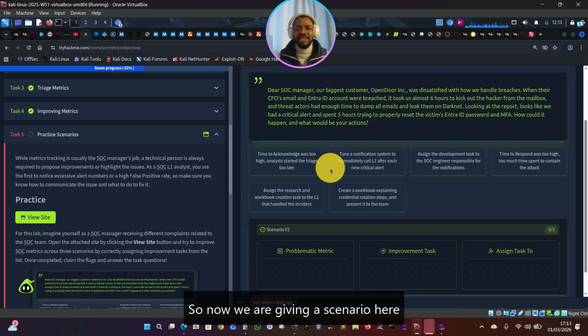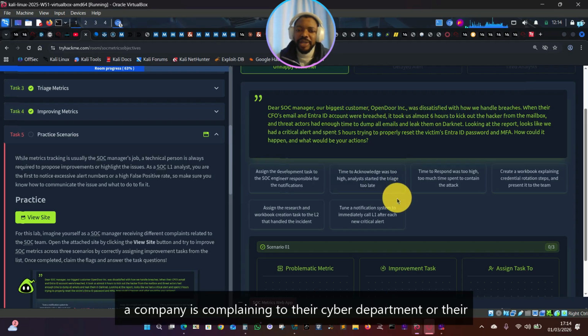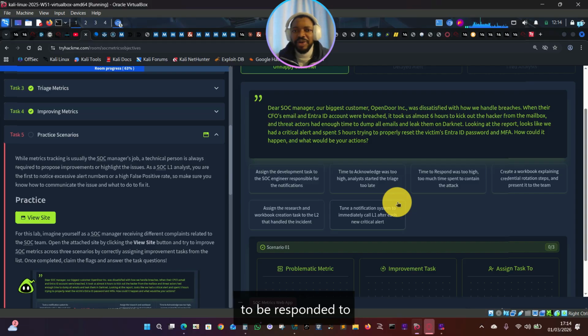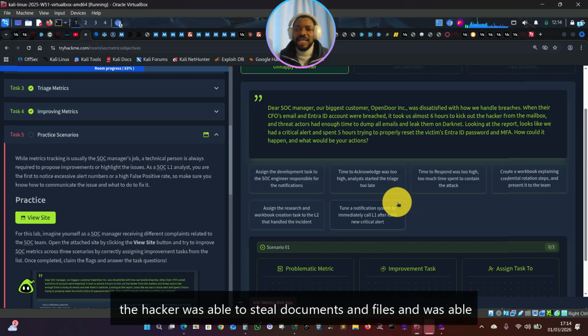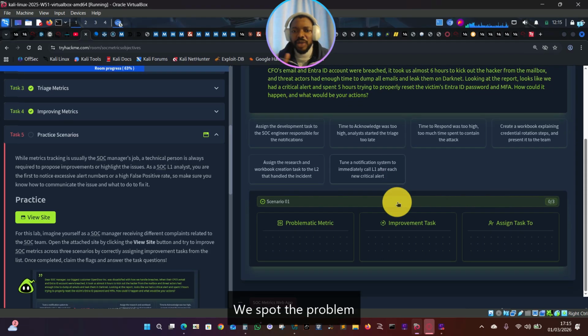So now we are given a scenario here. A company is complaining to their cyber department or their MSSP that the alert was delayed in being responded to, and because of that, the hacker was able to steal documents and files and dump them on the darknet. So for scenario 1, first we spot the problem, second we improve the task, and third we assign a person to oversee all of this.